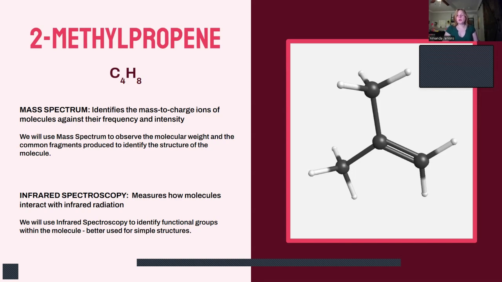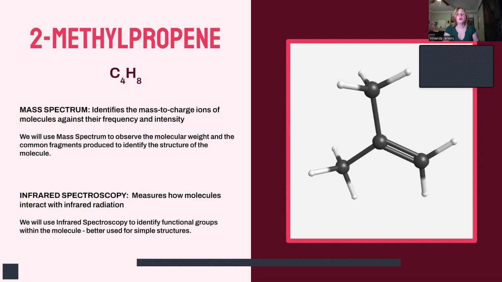Infrared spectroscopy measures how molecules interact with infrared radiation. This allows us to identify their functional groups, and it works better with simple molecules just because as you get more complex, it starts to overlap. So it's better for simple molecules, but using these in conjunction can give us a really clear understanding of the structure we're working with.